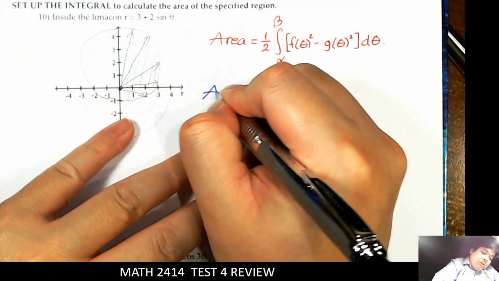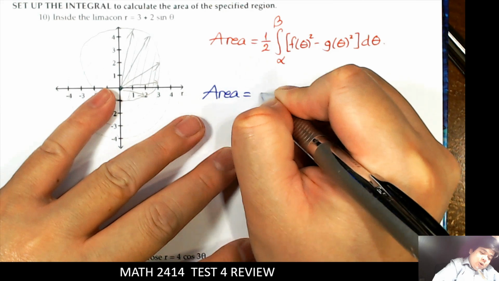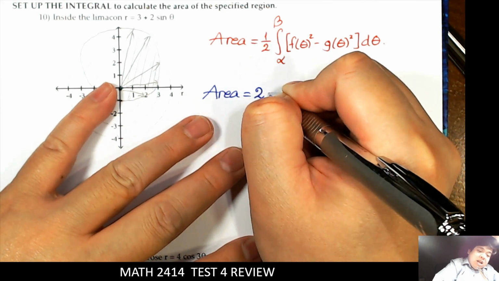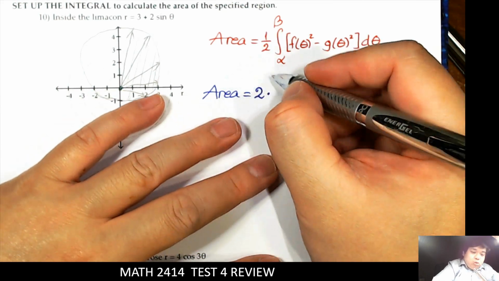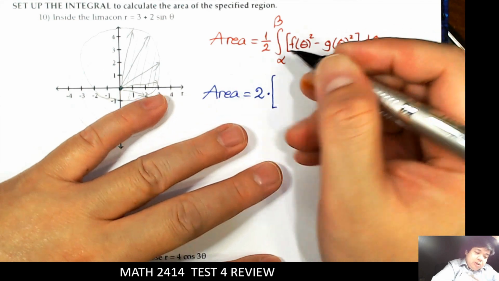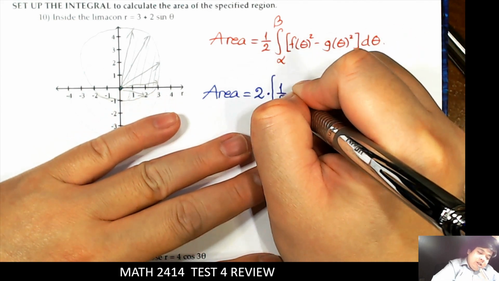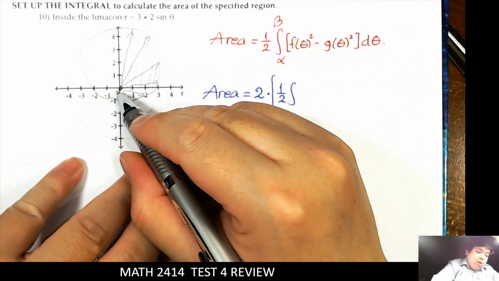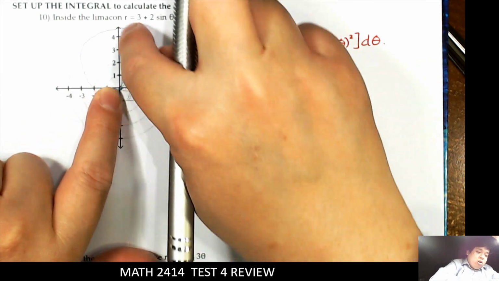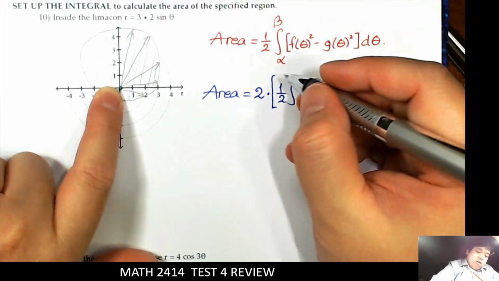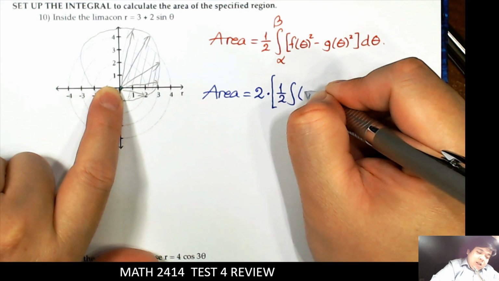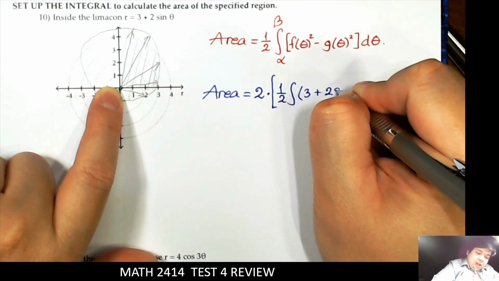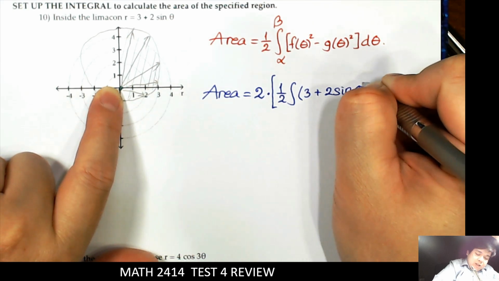So we say the area is equal to 2 times, because we split that in half. At the end, we should multiply back by 2. And the formula itself is 1/2. Now the outer radius, the outer function is always the graph of the function. So we just say it's going to be 3 plus 2 sine theta d theta.